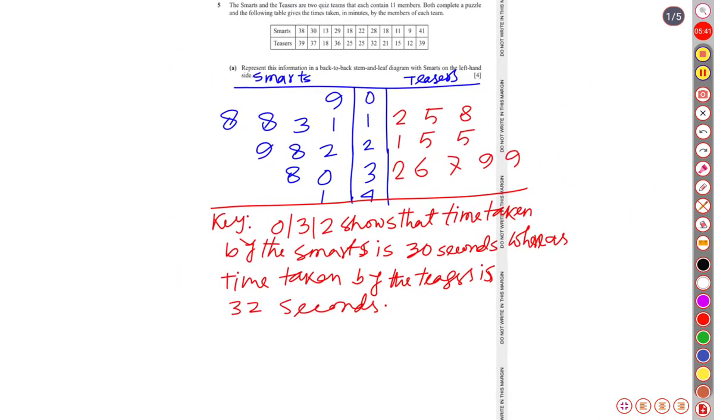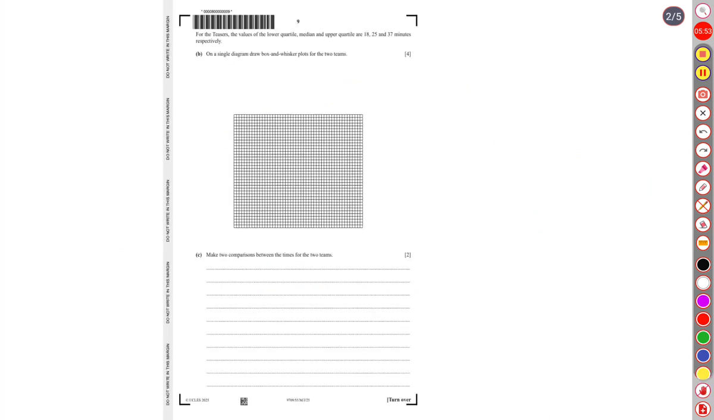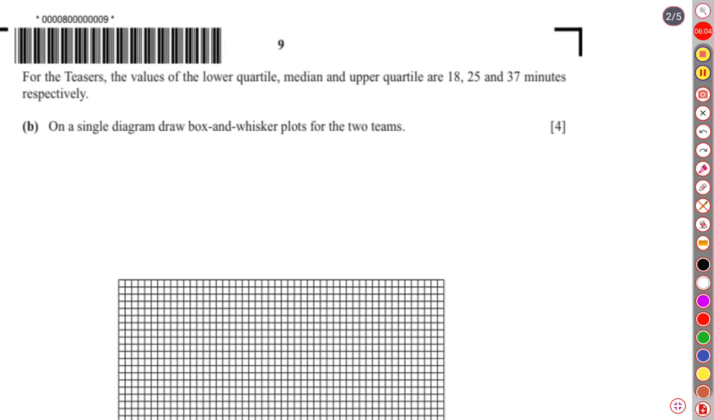It is simply we can write this box, sorry, stem and leaf diagram. So let's see what the next question says. Next question is on the next page. Okay, so first of all, let us read the question. The question says, for the teasers, the values of the lower quartile, median, and upper quartile are 18, 25, and 37 minutes respectively. On a single diagram, draw box and whisker plots of the two teams.